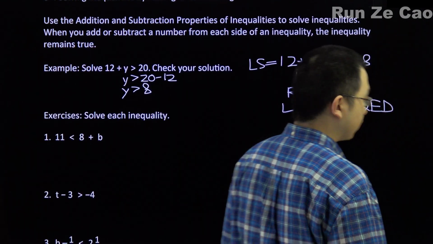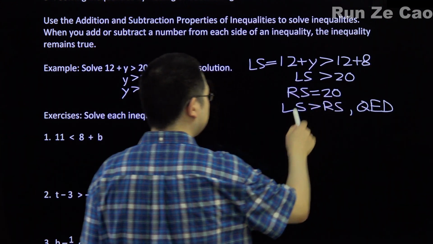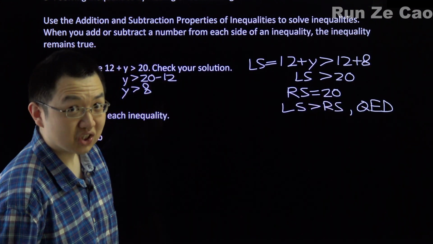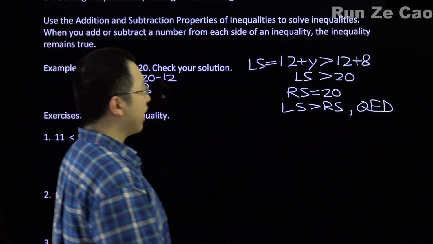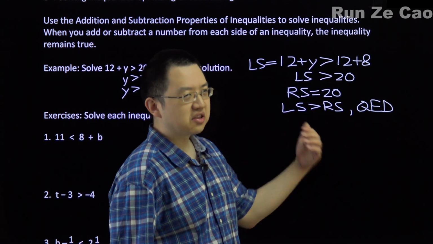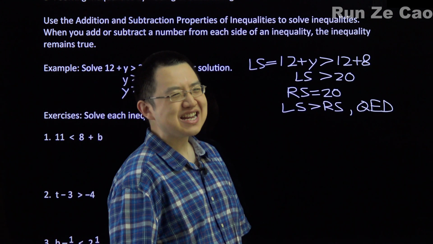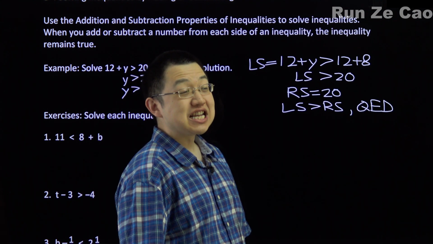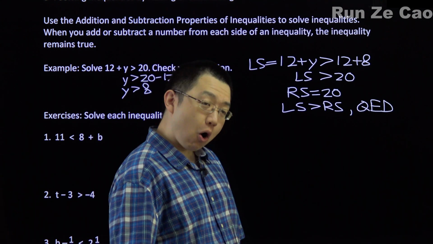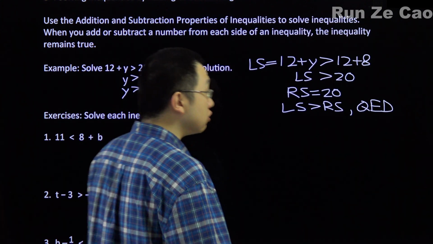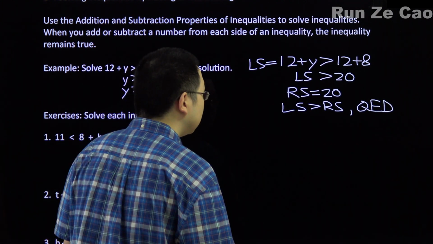Of course, you have to make sure that the left side, right side numbers actually match up, because if you got left side is greater than 21, right side equals 20, and you say that left side must be greater than right side, yes, but no. So you got something wrong.